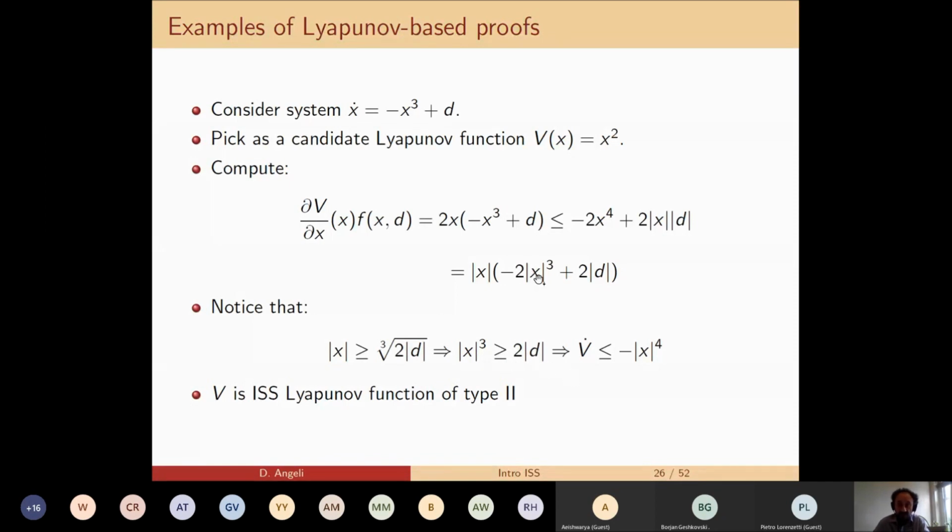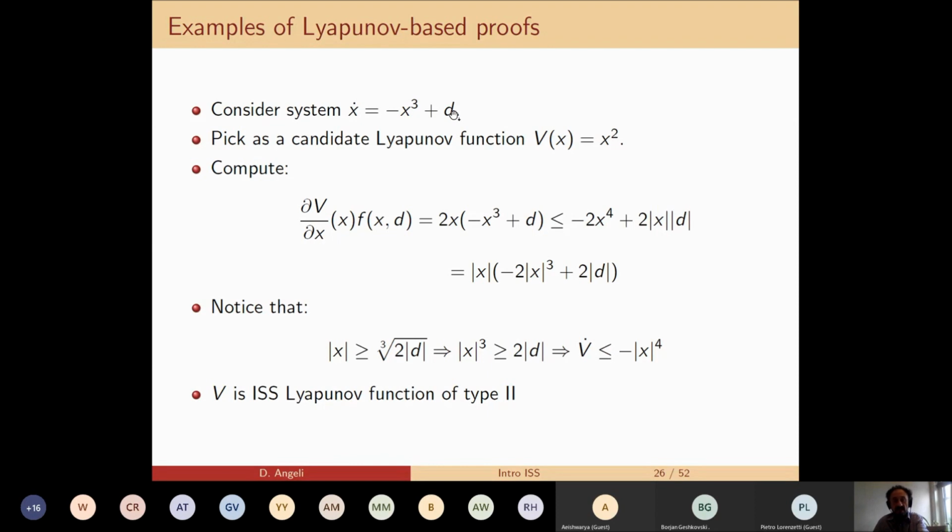greater or equal than 2d. And then when this happens, I have here that minus x cubed plus 2d, of course, is less or equal than 0. So I can upper bound this part with x times minus x cubed, which is whatever is left. So I get an implication of the form that I was mentioning before: for x large with respect to the disturbance, this bit here becomes negative, and so v dot is less or equal than minus x to the 4. So v is an ISS Lyapunov function of type 2, and we can then claim that this system is ISS.